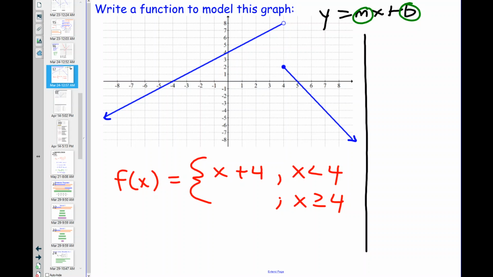But let's see how we could still find that information algebraically as far as the slope goes. Pick 2 points that are on that left piece. You just need 2 points. Negative 4, what? Okay, I like those. Anything on an axis I like, so that's good.